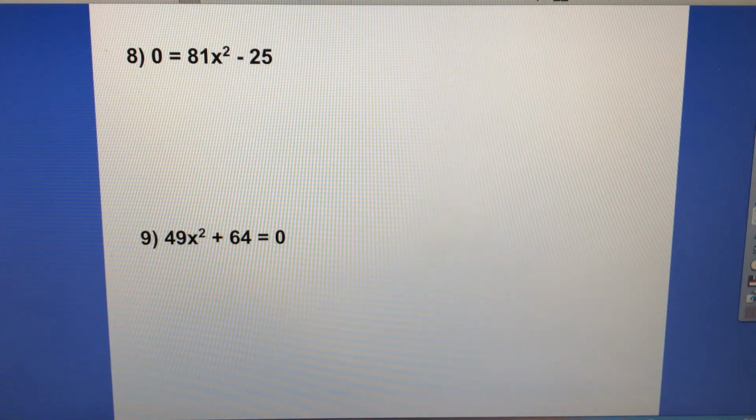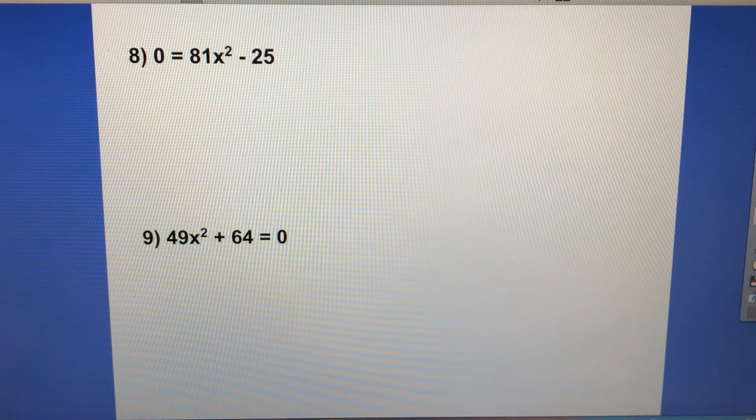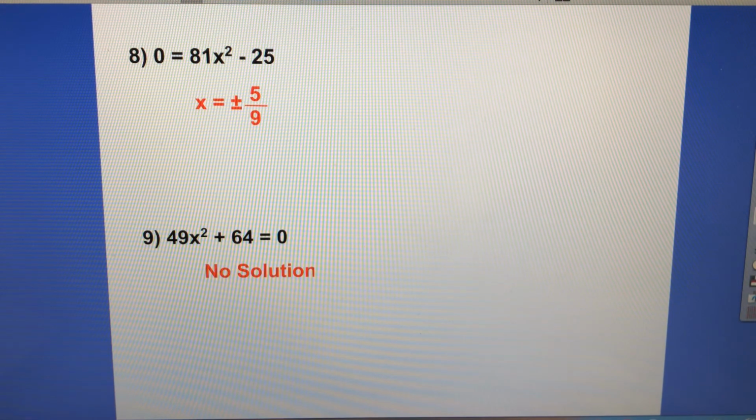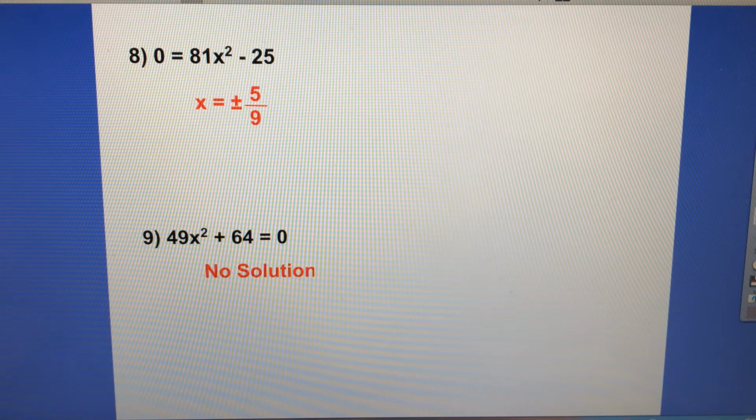Try some. See what you can do. Luckily, look at these. These are already a bunch of perfect squares for you, so life doesn't look too hard right at the moment. So go ahead and give both of these a try. Remember, when you're factoring with perfect squares, I'm going to have x equals plus or minus 5/9, and I'm going to have no solution because I'm going to end up with a negative value.